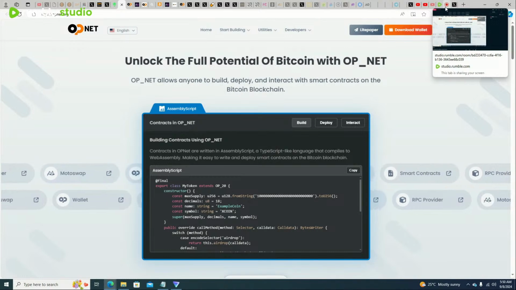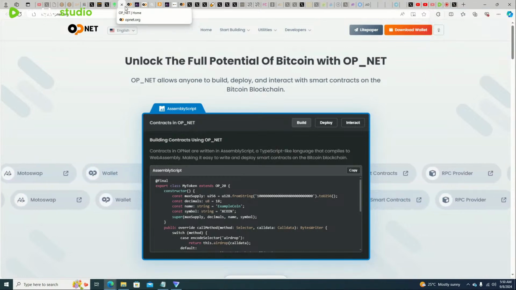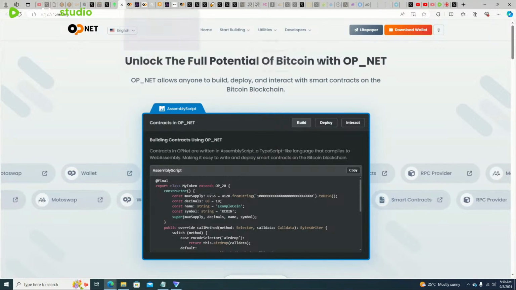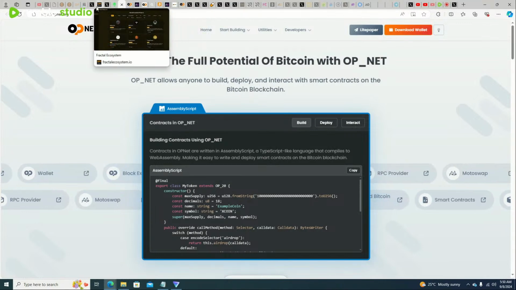I believe this will get you started with the ecosystem, and then you can begin to track projects on the ecosystem. MotoSwap is a good one, of course. OP.fun is a good one as well.